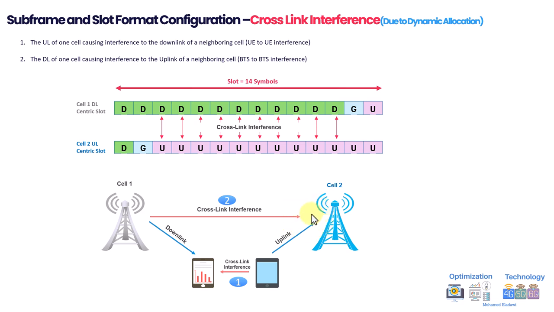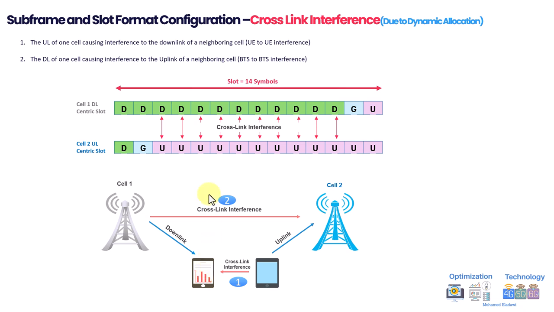This is called cross-link interference, and this one will be from BTS to BTS, as you can see here. The second one is exactly the same concept but the opposite way around. For example, assume cell 2 is now transmitting uplink. So here there is a transmission of the uplink. These users will cause interference to the downlink being received by these particular users, so the uplink of these users will interfere with the downlink of these users.